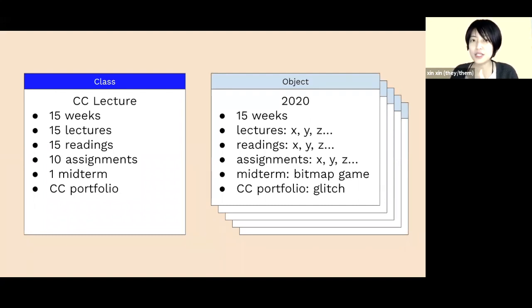But every single instance of this class, so every time when CC lecture runs, we might tweak the details of these attributes a little bit, right? So the lecture might change slightly, or the readings might change slightly, the assignment might be slightly different, and all the different little details we can possibly tweak exist and take place in objects.